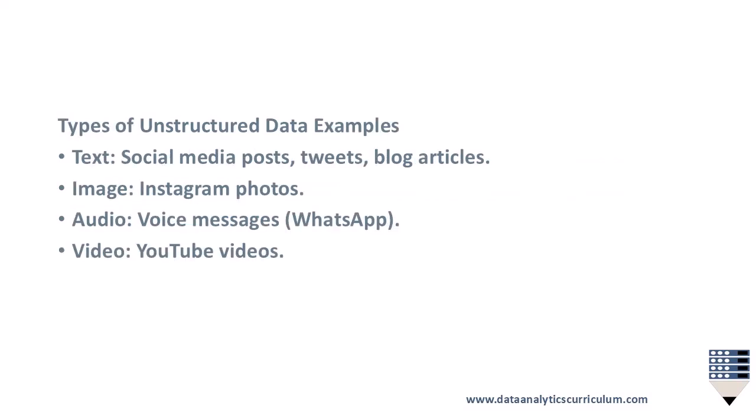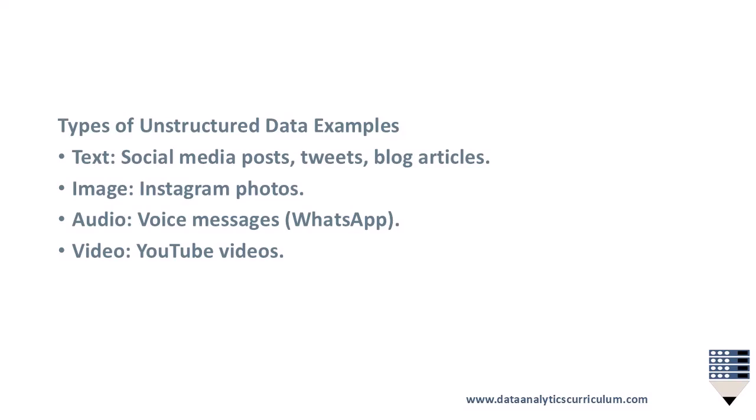Examples of unstructured data. Let's look at a few real-world examples. Text data might include social media posts, tweets, or blog articles. Images could come from Instagram photos or product pictures. Audio data could be things like WhatsApp voice messages, and videos might come from YouTube or streaming platforms. All of this content is unstructured, rich in information, but not organized in a predictable way.